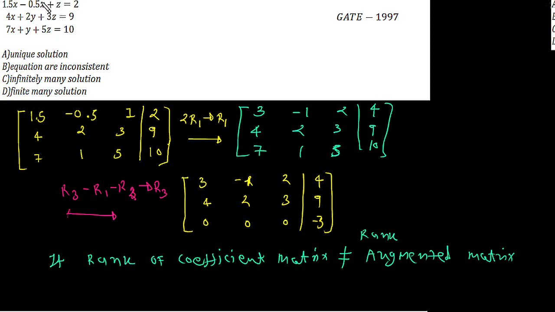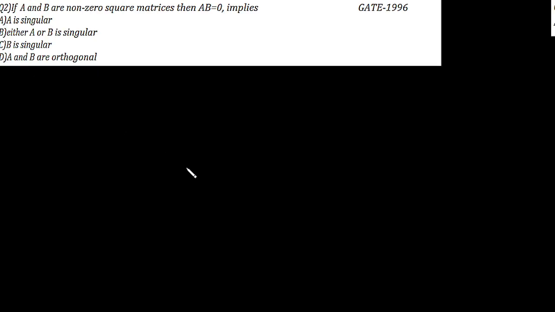Sorry, here we have y, not x. Sorry for that mistake. So now we can say option B is the correct condition. The equations are inconsistent, so option B is the correct one. Okay, now let's solve question number 2.